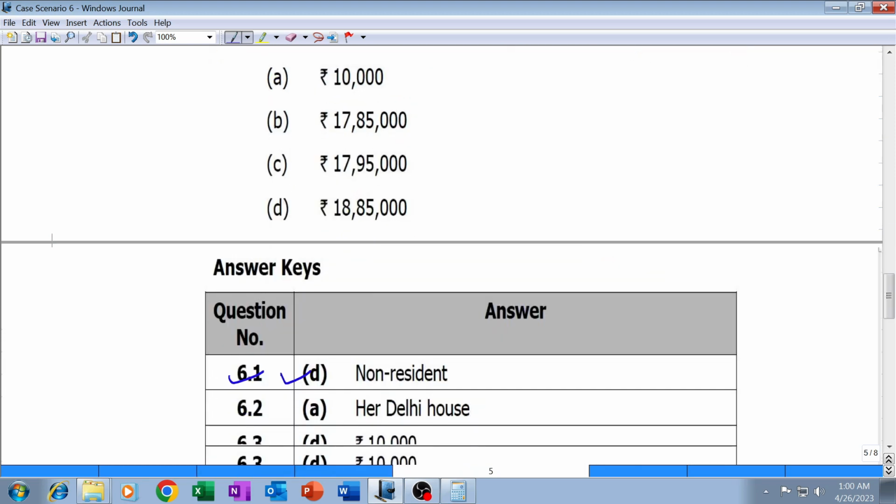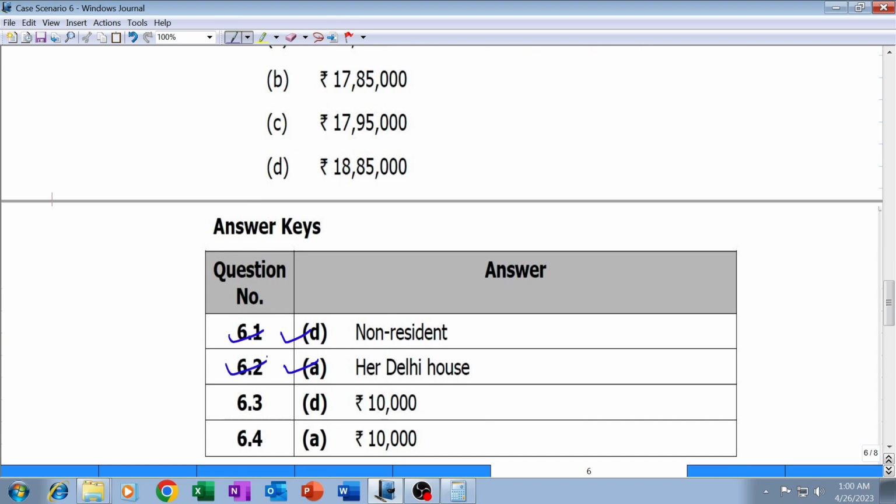Let's check what's Institute's answer for 6.2. Institute's answer is also A, Delhi house.